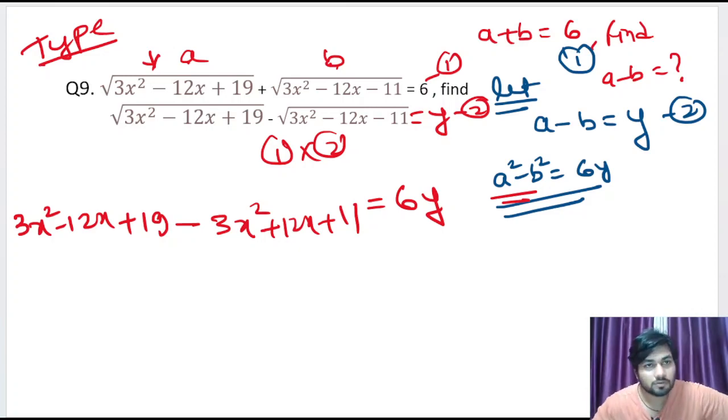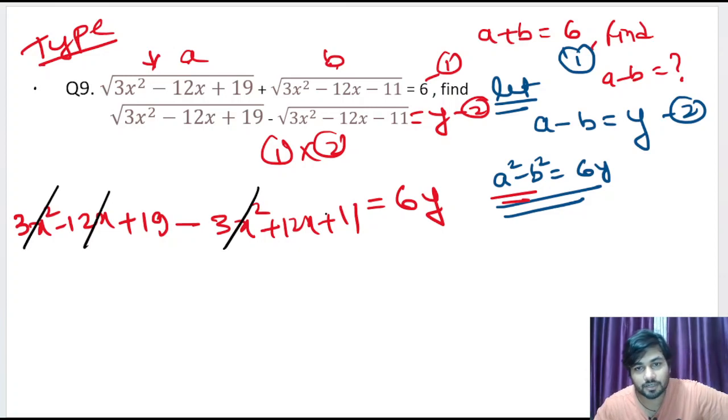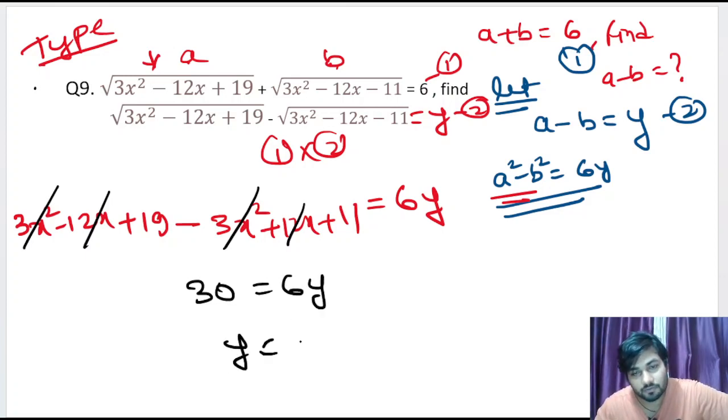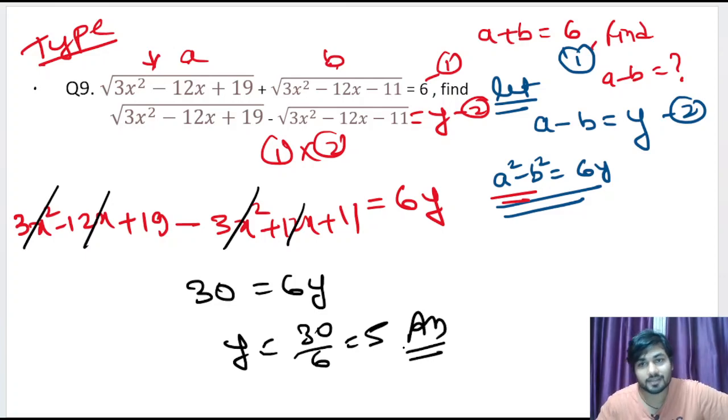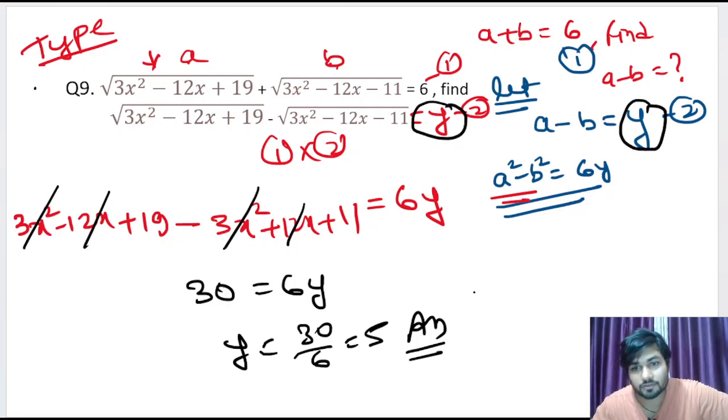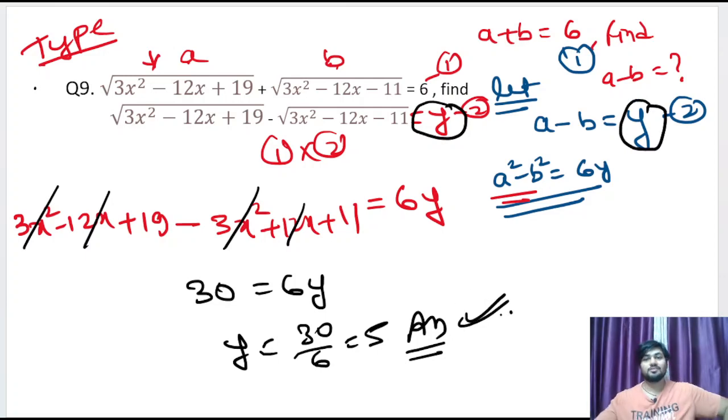So let's cancel some things that are getting cancelled out. This 3x square is getting cancelled, minus 12x is getting cancelled with 12x, and we are left with 30 is equal to 6y. So y will be equal to 30 upon 6, that is equal to 5, is your answer. And that y only we need to find. So this is your answer. And this type of question should be done in this way only, without fail.